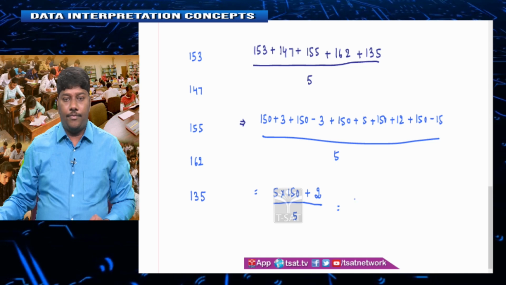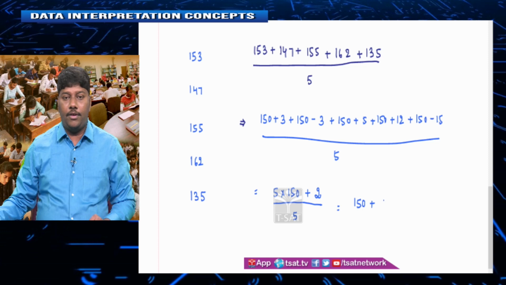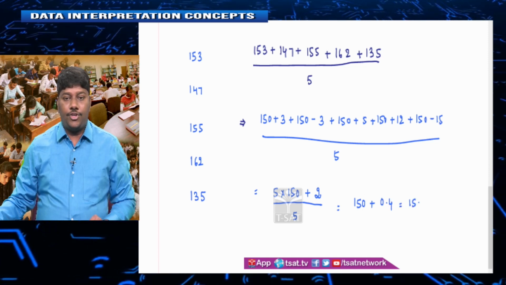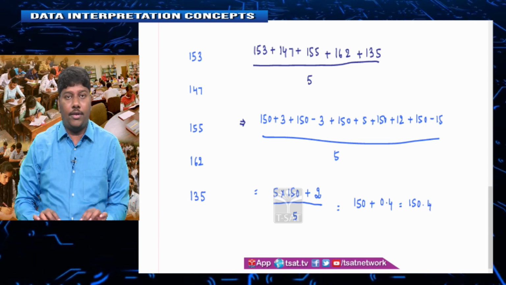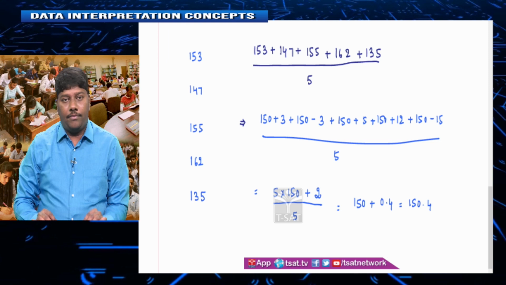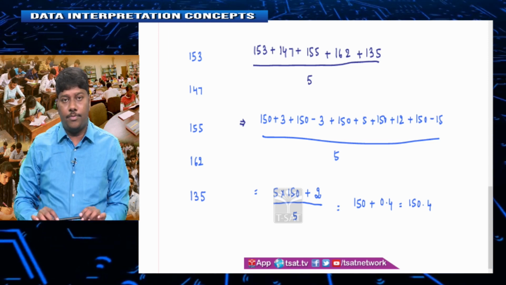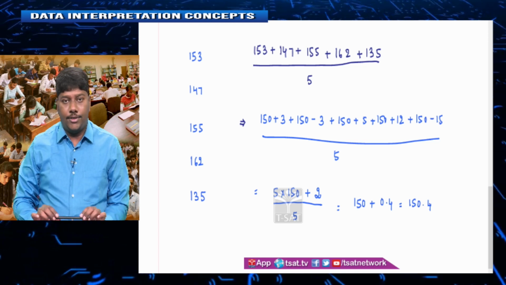So 150 comes, 5 by 5 gets cancelled, 150 plus 2 by 5. What is 2 by 5 here? 0.4. This is extremely useful when you solve a data interpretation question, especially in a tabular graph. When values are given which are close to each other, you can find the sum or the average of the given numbers by using this logic. So here your averages logic is useful.